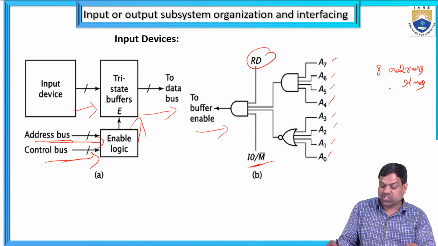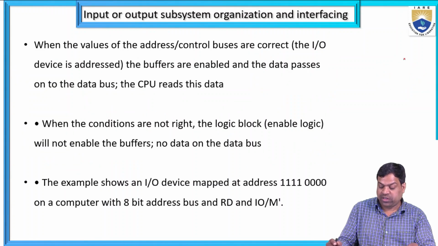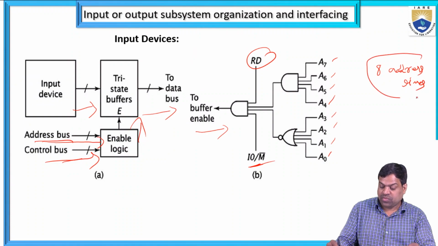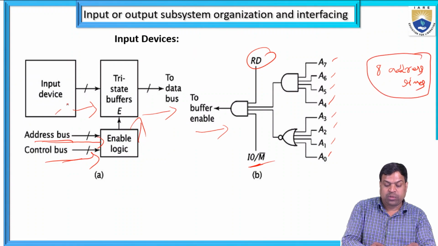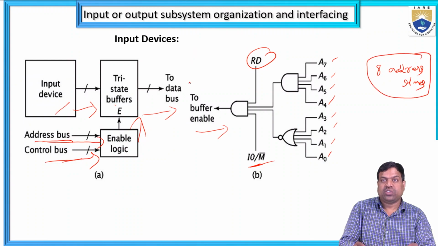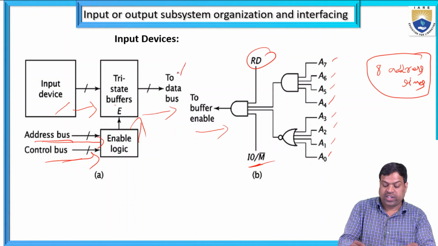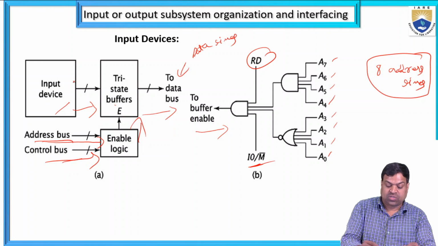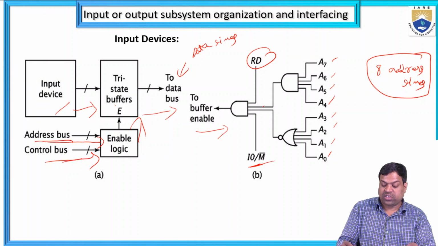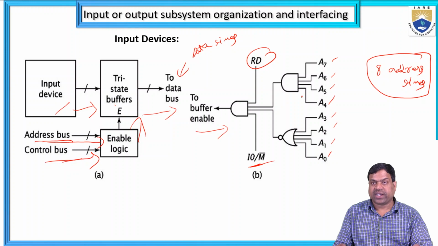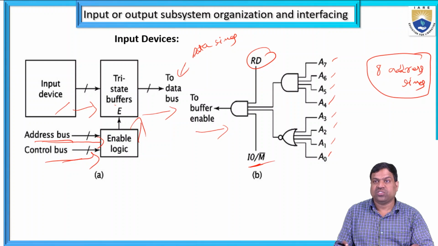How many address lines? 8 address lines here. I am taking 8 address lines. The input device goes through the tri-state buffer to the data bus. Okay, it is to the data lines. So the input device address goes to the data line, with read operation and write operation. Read is different and write is different.